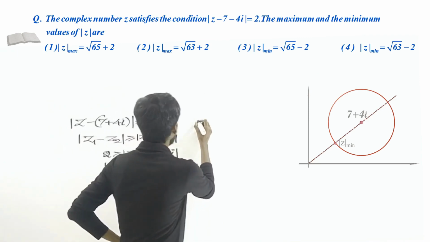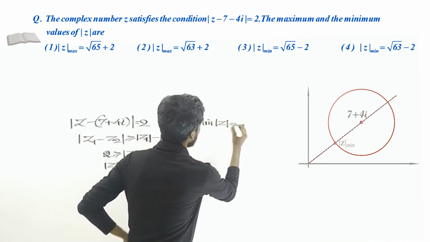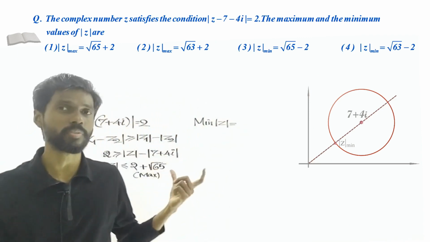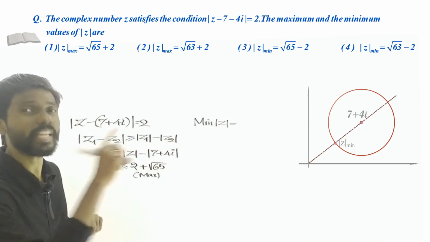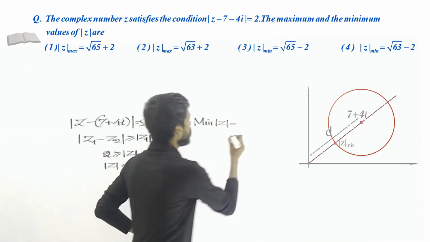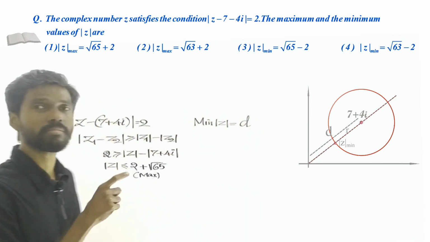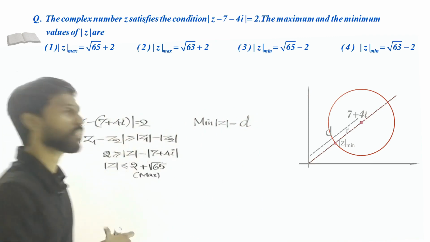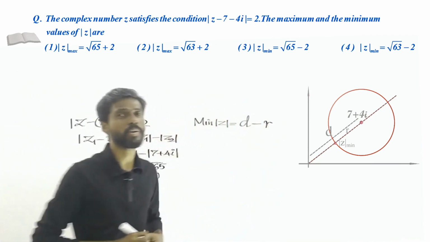So let us find the minimum value of modulus of z. To find the minimum value of modulus of z, what do you do? That distance we have to find from origin to that closest point. From the origin to the center, we can find the distance. That distance is taken as d, right? From that, you subtract the radius. If you subtract the radius, we get the required distance. That's all. So d minus r will give you the required distance.